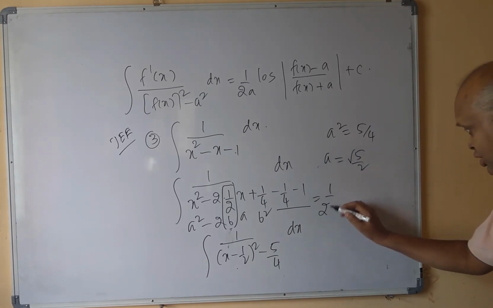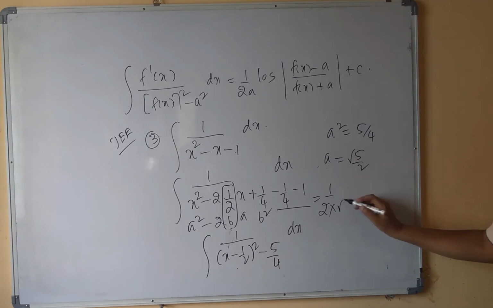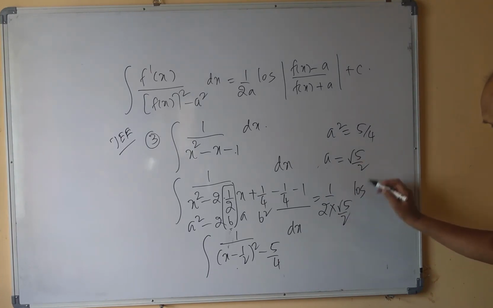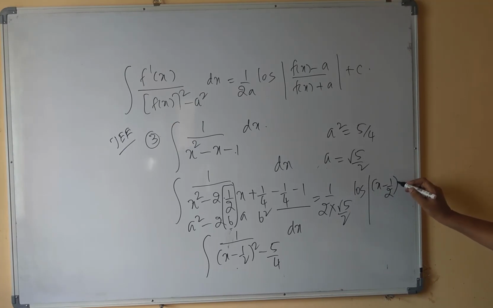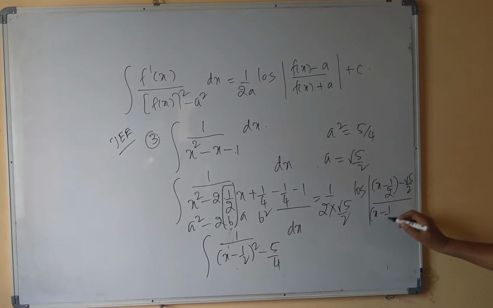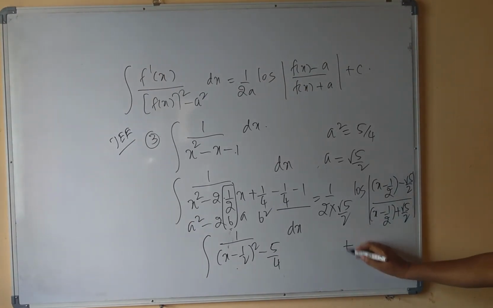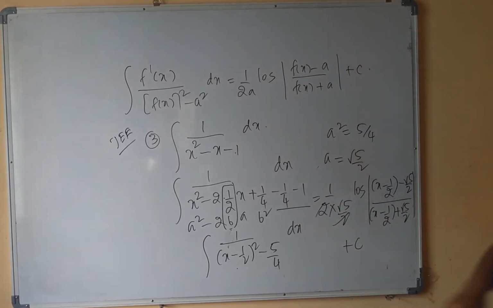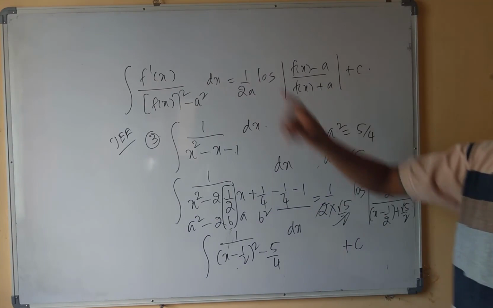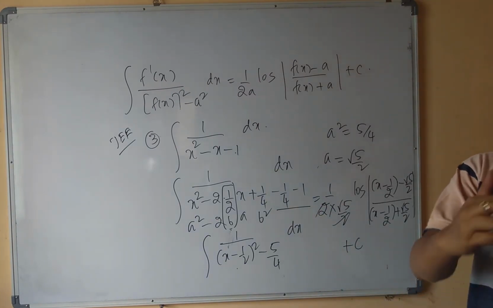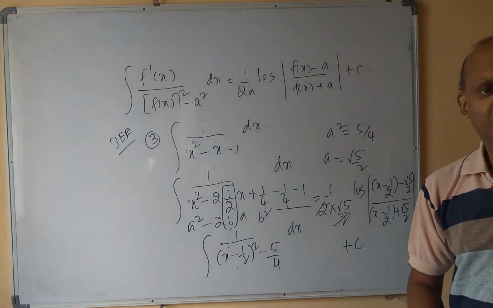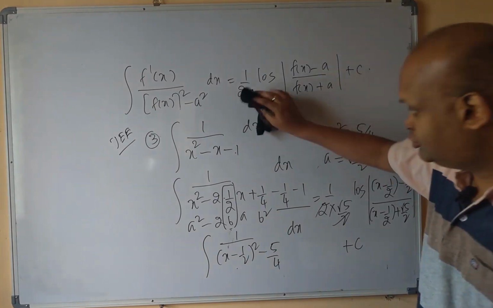So what is going to be the answer? 1 by 2a, where a is root 5 by 2, times log of (x minus 1 by 2 minus root 5 by 2) divided by (x minus 1 by 2 plus root 5 by 2), plus c, and the 2s get cancelled. So this is how your quadratic problems can be solved using the same concept. Now I go for the next concept.